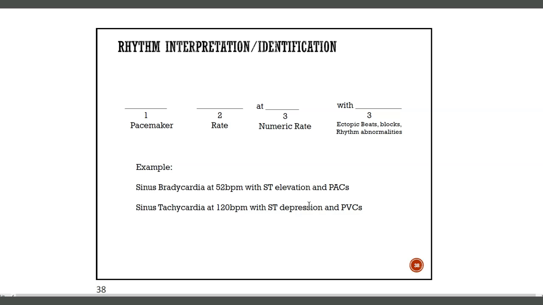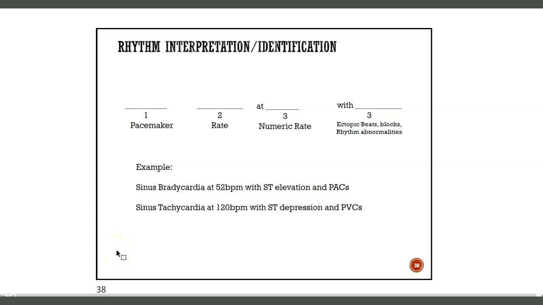Another example would be if the result is sinus tach. Let's say the pacemaker is sinus. We have a nice looking, normal looking P wave, a normal PRI, but maybe the rate is just faster. So again, we always have to mention the pacemaker, sinus, followed by the rate, which is tachycardia, and then the numeric rate would be 120 beats per minute with the abnormality, which is ST depression and PVCs.